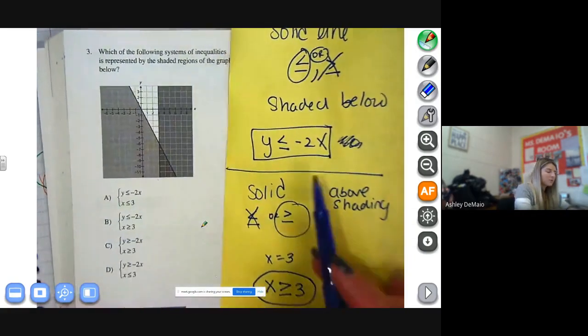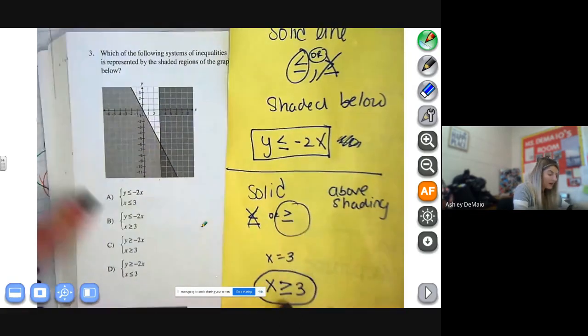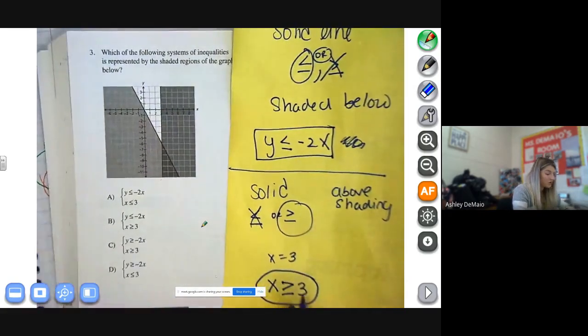So let's choose the option that has y is less than or equal to -2x and x is greater than or equal to 3 between A and B, and our answer is B.